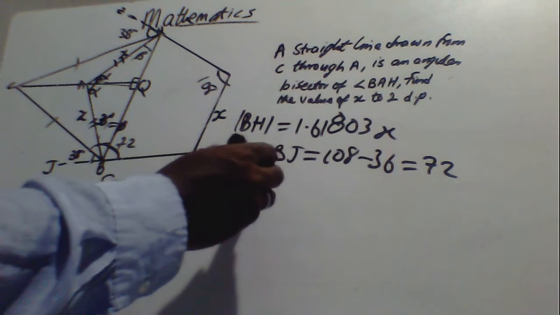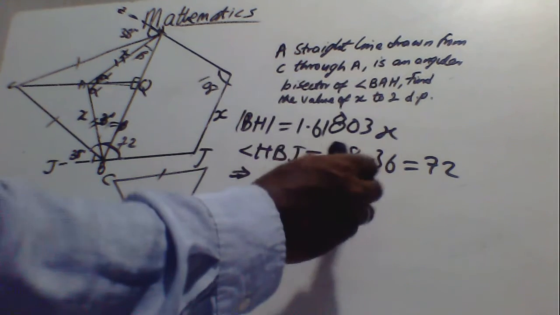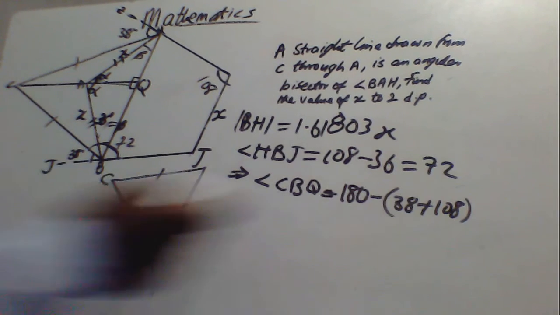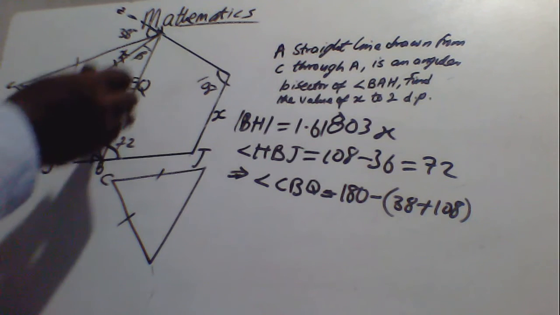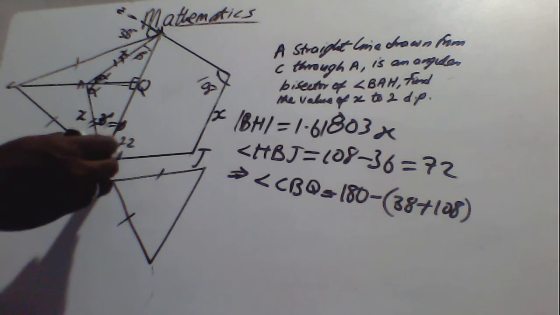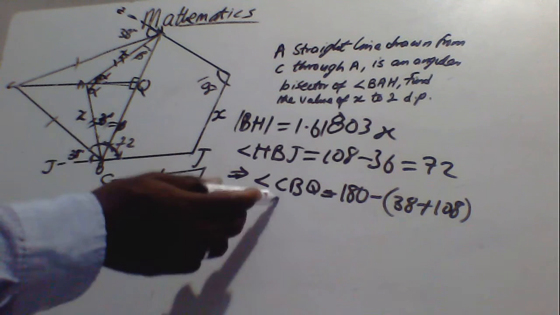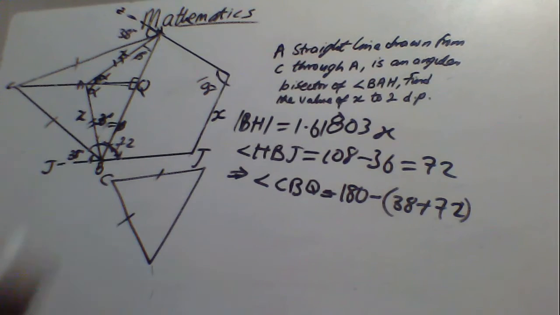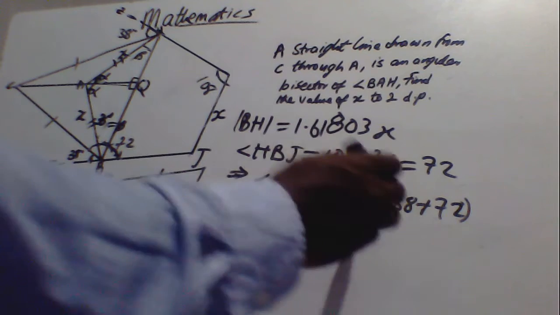So let us find this angle here. This implies angle CBQ is equals to 180 minus 38 plus 108. This angle is 72, is it not? And here is 38. So to get this angle CBQ, 180 minus 38 plus 72, we have that angle CBQ is equals to 80.